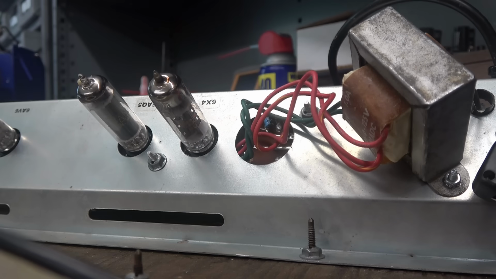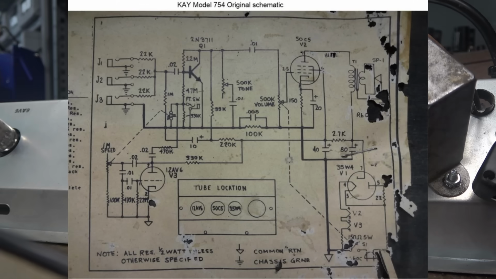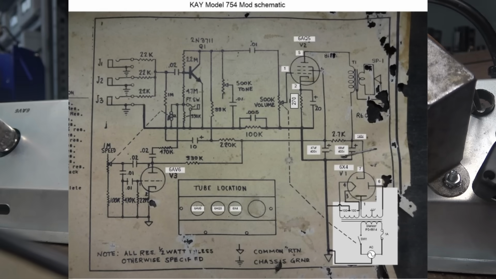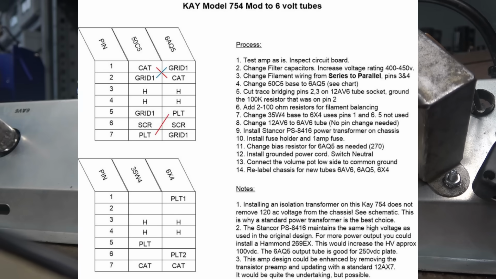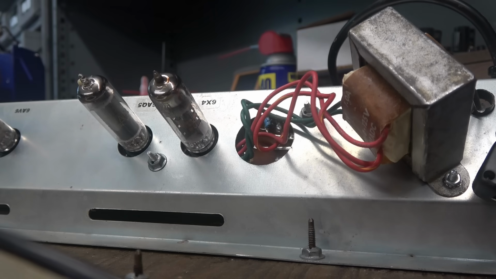So as promised, I'm going to cut to the tech notes and the schematic changes for the K754 conversion to 6-volt tubes. Now, you may say, hey, you could have simply installed an isolation transformer. If you take a look at the schematic, you'll see that the AC line is actually connected to the common of the circuit. Meaning, even if you use an isolation transformer, you would still have 120 volt AC present on that chassis. So that is why I elected to use a standard plate filament type transformer. The little Stancor 8416 is perfect for this application. It's good for 25 milliamps of plate current, so the 6AQ5 has all the current that it needs.